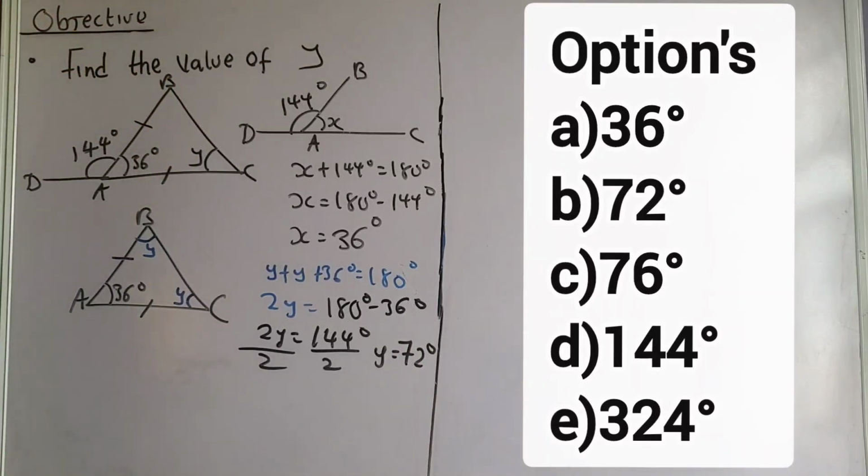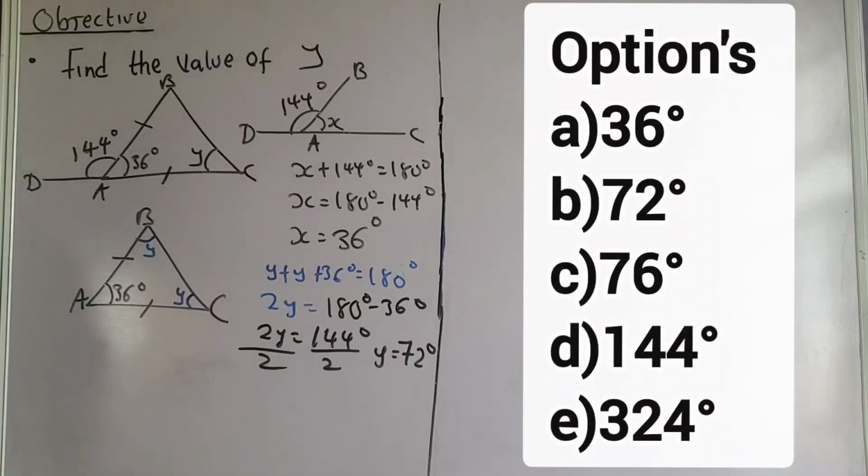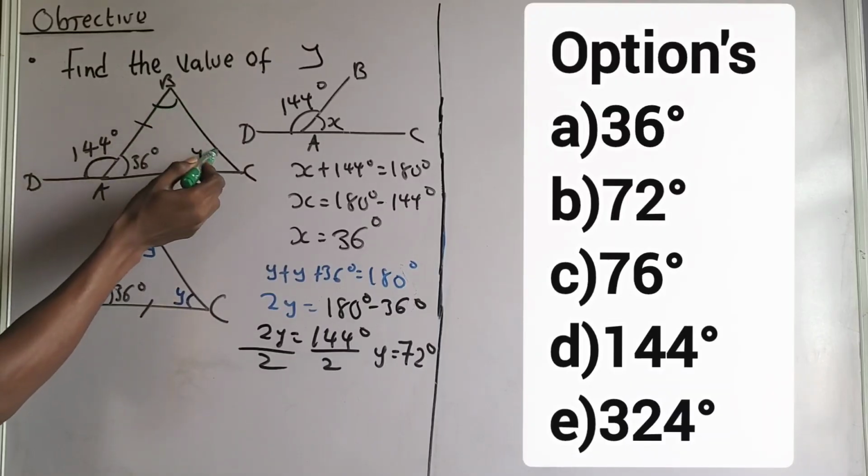72 degree. Now listen to me carefully. Please pay attention. You can get the value of y in two ways. This method is the first approach. Another method that you can use is this. You know that the exterior angle of a triangle is equal to the sum of the two opposite interior angles. The exterior angle of a triangle, that is the angle that is here, is equal to the sum of this angle and this angle.